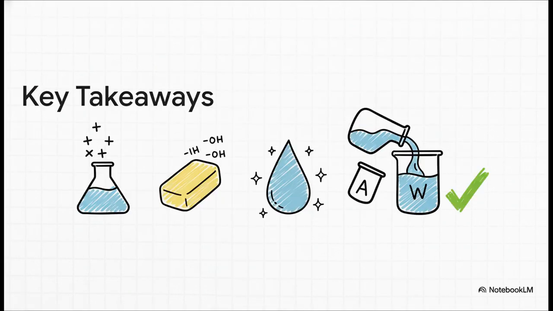Okay, so let's quickly summarize what we have learned today. First, acids produce hydrogen ions, H+, in water. Second, bases produce hydroxide ions, OH-, in water. Third, and very important, water is absolutely essential for a substance to show its acidic or basic properties. And finally, for safety, always add acid to water slowly and with stirring.